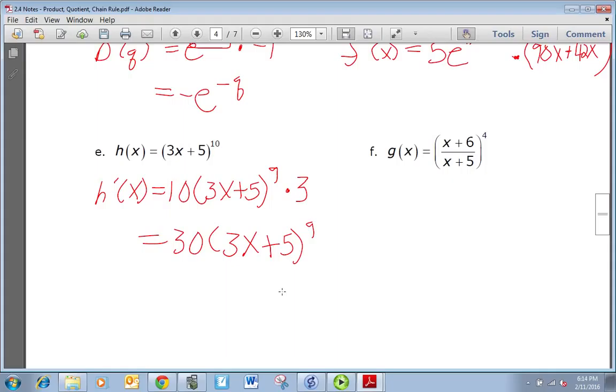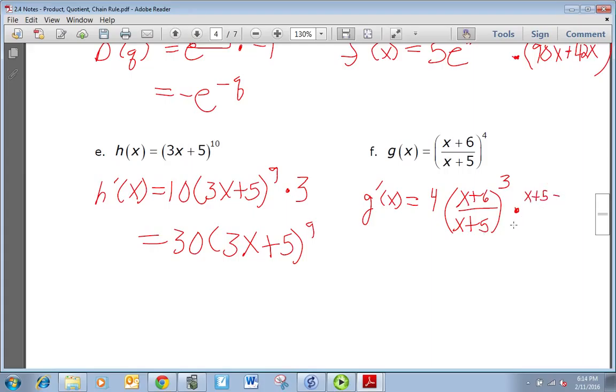And g of x, we've got the quantity (x plus 6) over the quantity (x plus 5) all to the 4th power. So we're going to get 4 times the inside all to the 3rd power, and then times the derivative of the inside. The derivative of the inside is the quotient rule. So it's the derivative of the top, which is 1, times the bottom. So you just get x plus 5.